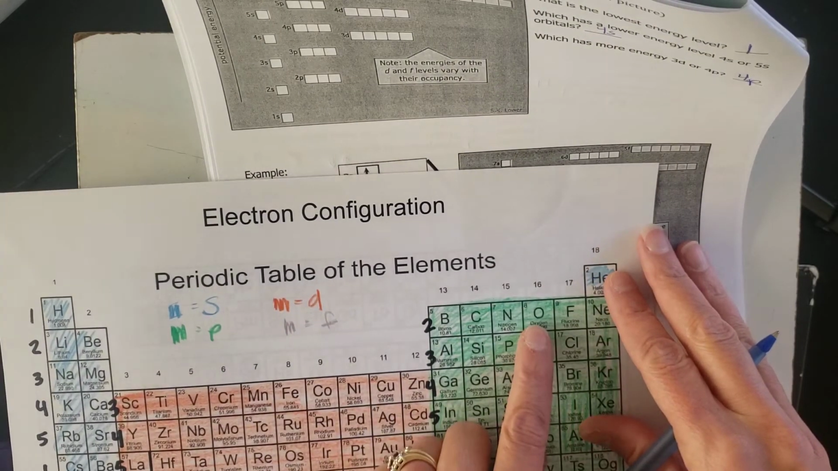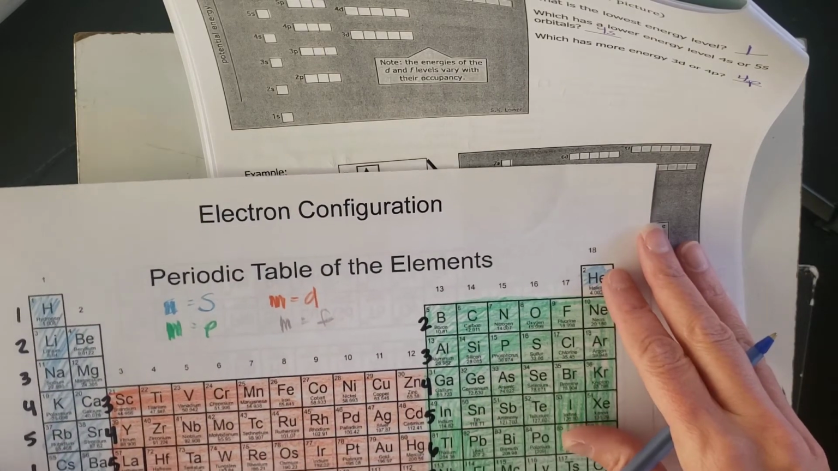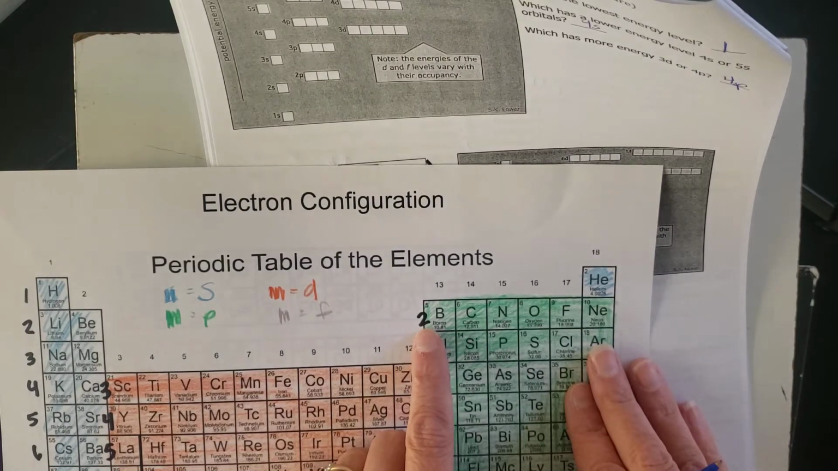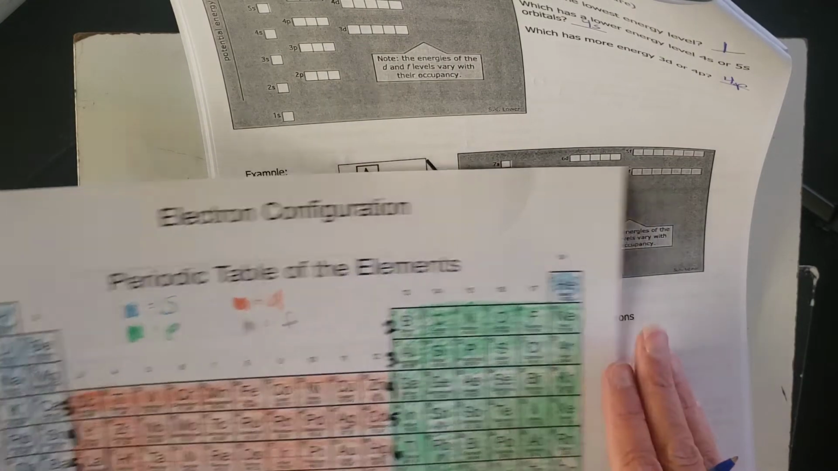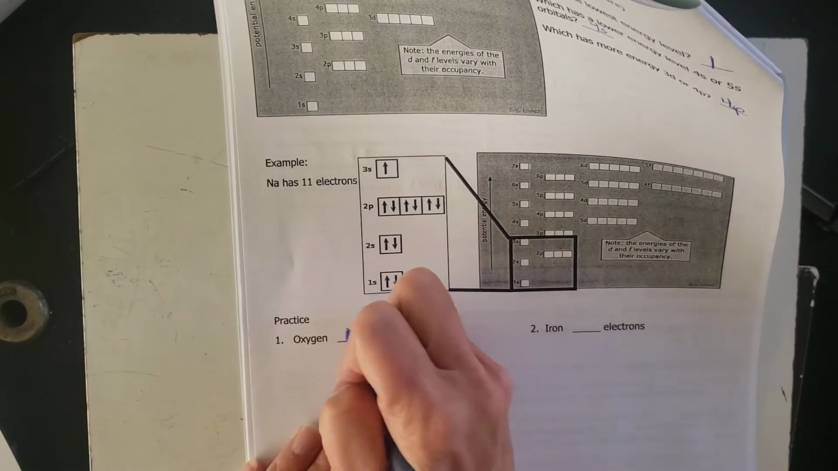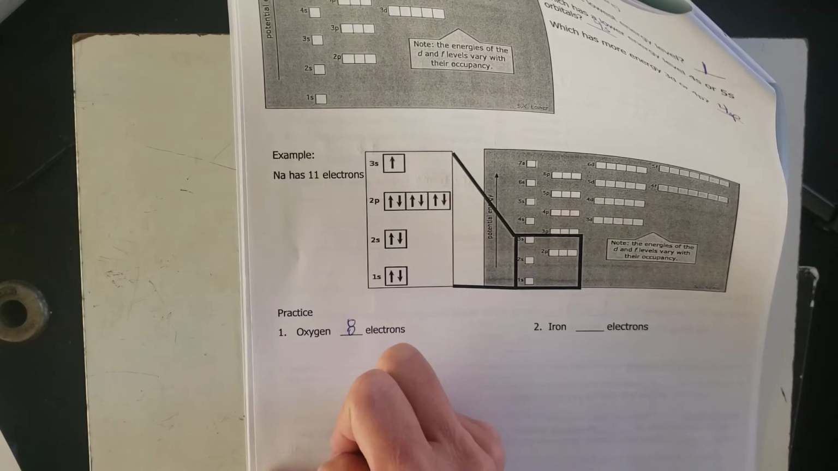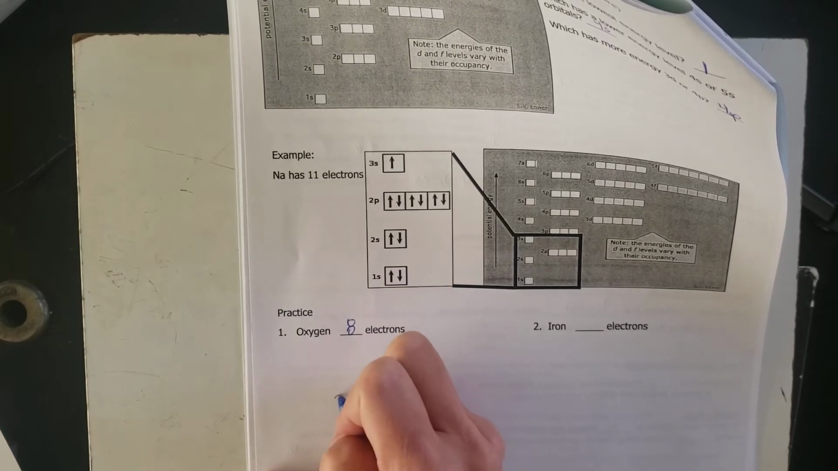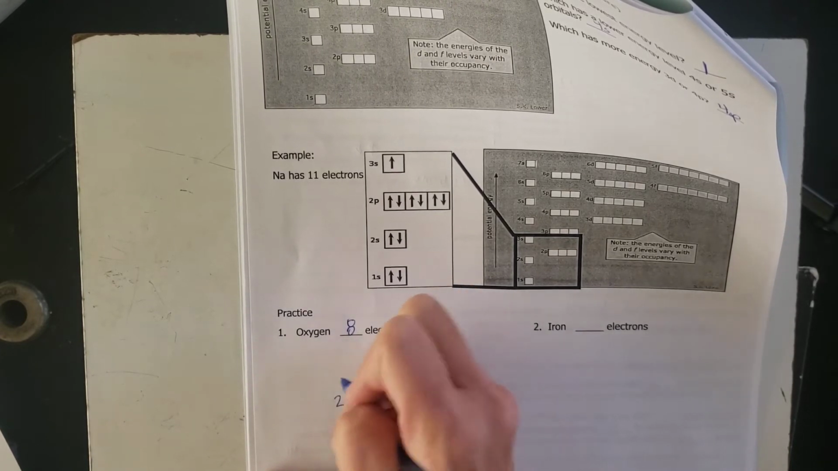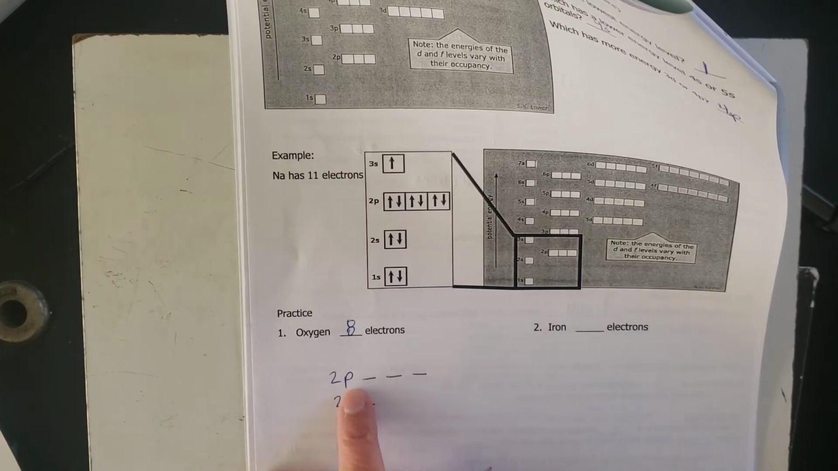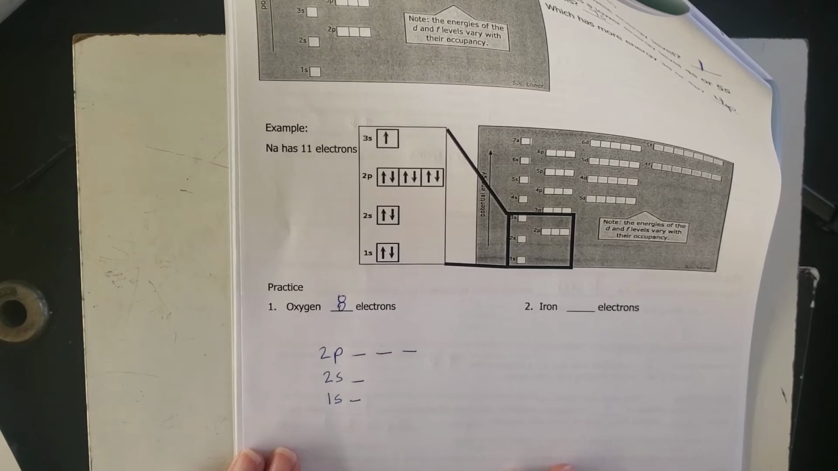Oxygen is number 8. Therefore, oxygen has 8 electrons total. Oxygen happens to be in the p block, 2nd energy level. So I would go ahead and write down that oxygen has 8 electrons, so I know how many I need. I would start with the 1s, then I would draw my 2s, and then I would draw my 2p, because that is the energy level and sublevel that oxygen is found in.